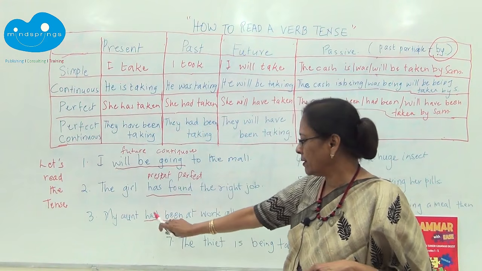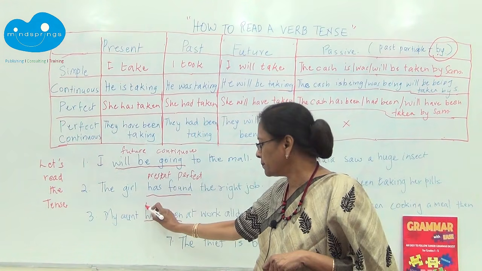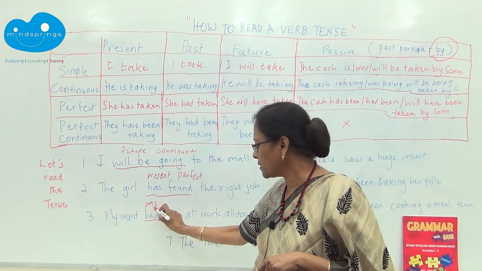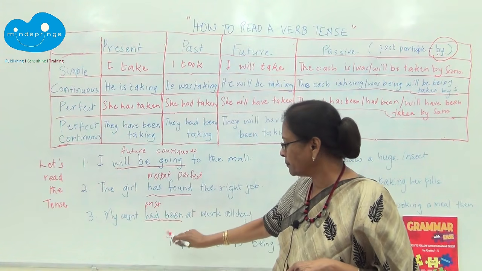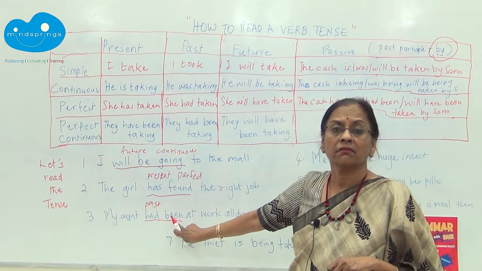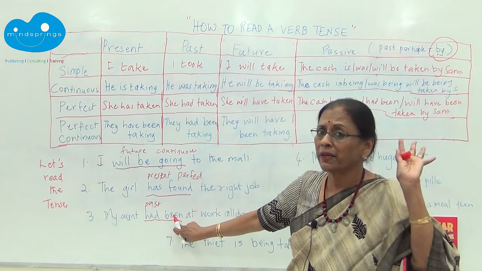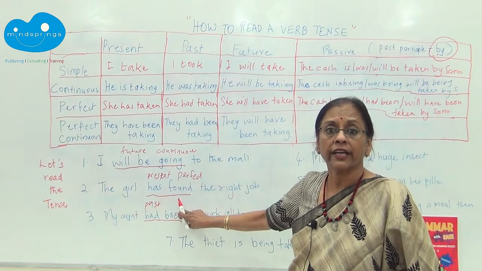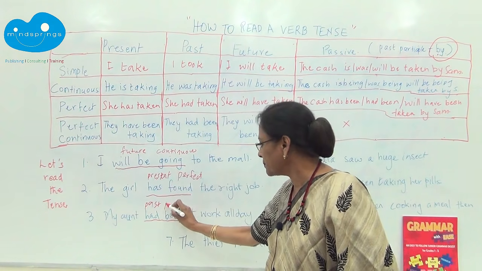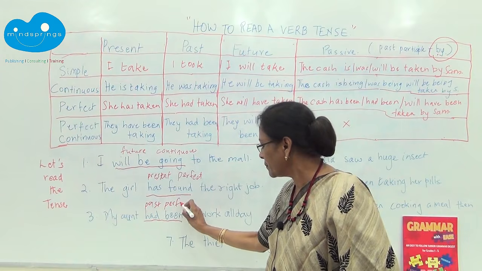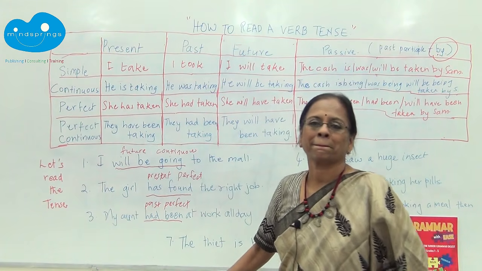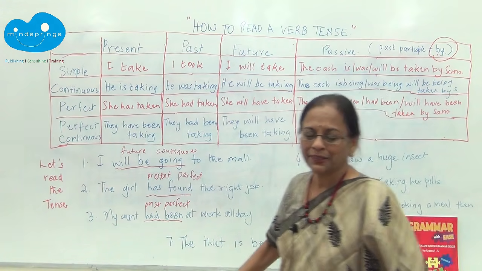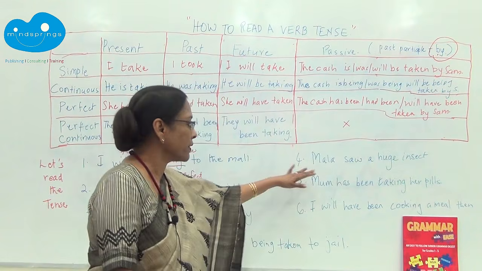Had been. What is this? Past. You just ask, is it past or present or future? Past. What is been? Just say been. What is been? Been. Already past. We can't say past past. What should we write? Past perfect. Correct. See? Let's look at another one.